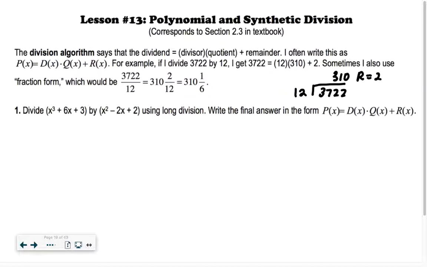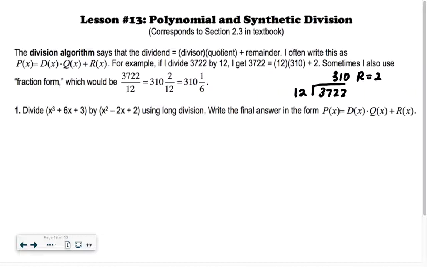Sometimes I'll also use fraction form, which you guys probably learned in elementary school as well. Like for a long time you wrote remainder 2, remainder 3, remainder 5, right? And then all of a sudden you started saying, well, this is really 310 and I have 2 left out of the 12. So 2 out of 12, which would be 310 and 1/6, right? So we're going to do that as well with polynomials.